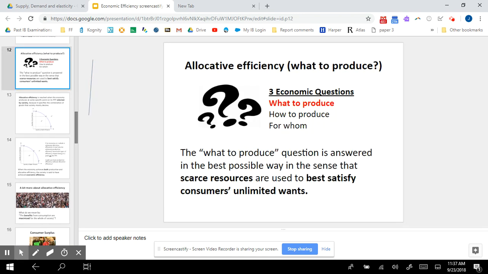Allocative efficiency, the what to produce. So out of those three basic economic questions, we're looking at the first one. What is it that we are going to produce? The what to produce question is answered in the best possible way, in the sense that scarce resources are used to best satisfy consumers' unlimited wants.